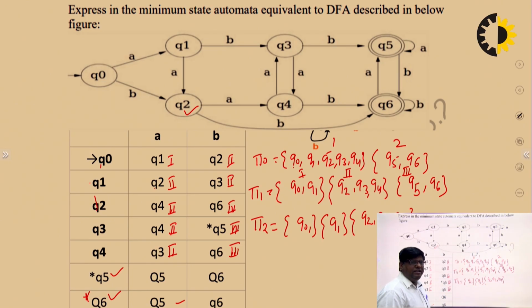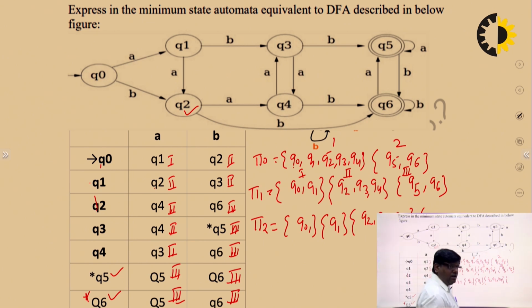So they are in the same group. Now, again check this state. Q5 and Q6. Now, it is set 3. Again, it is set 3. It means Q5 and Q6 again follow a similar behavior. So, they lie in the same set. Then again, we partition this.